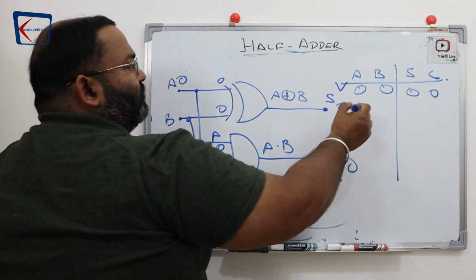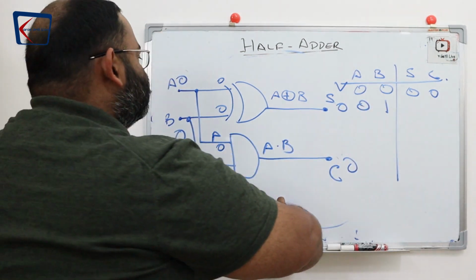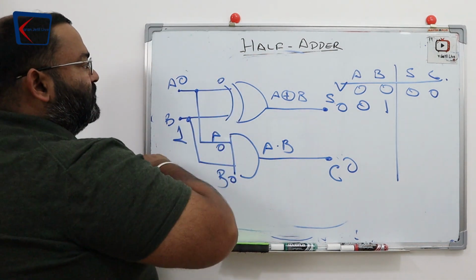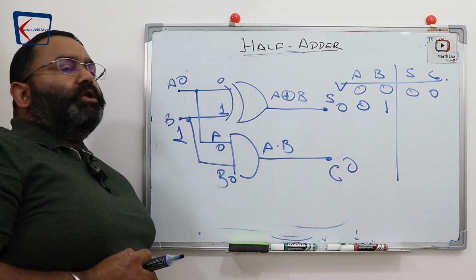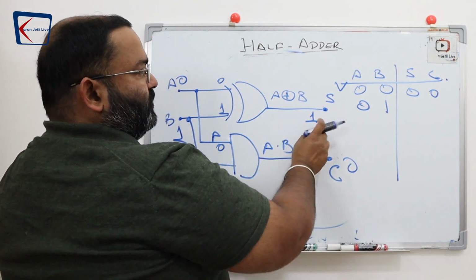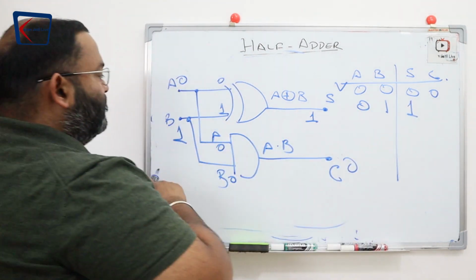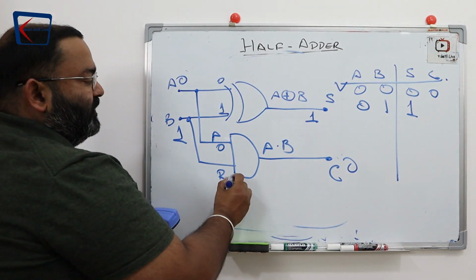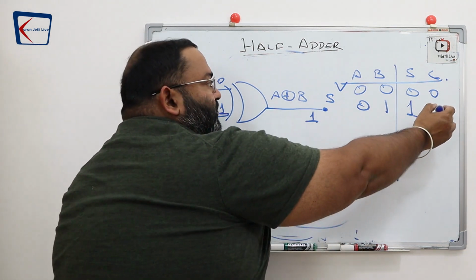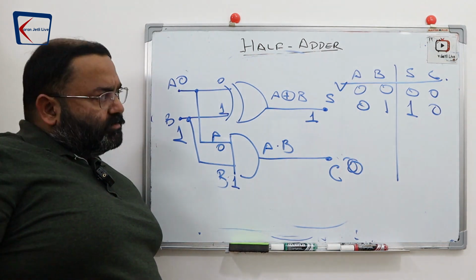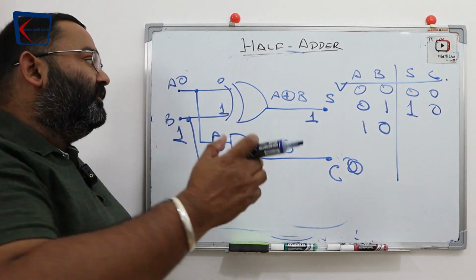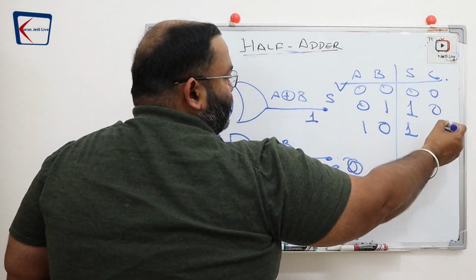Now let us test it with 0, 1. Where A is 0 and B is 1. 0 XOR 1 is what? 0 XOR 1 is 1. So sum comes 1. Now A is 0, B is 1. 0 and 1 is what? It is 0. So carry will be 0. Same thing will work for 1, 0. Sum will be 1, carry will be 0.